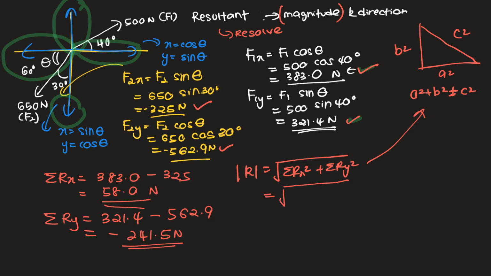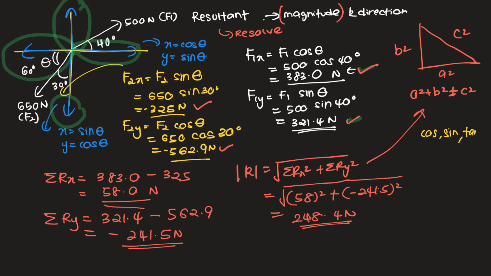Please remember the magnitude is always positive. So this one is the square root of 58 squared plus negative 241.5 squared. So you are going to get 248.4 Newton. You already found the magnitude, and how about the direction? To find the direction, you can use cos, sine, or tangent. But I prefer my students to use tangent because you already have the y component, you already have the x component.